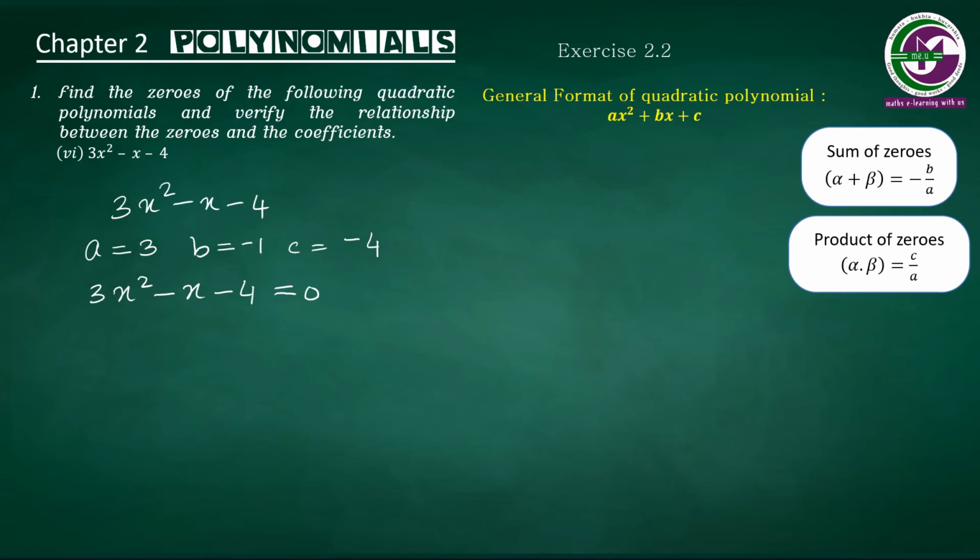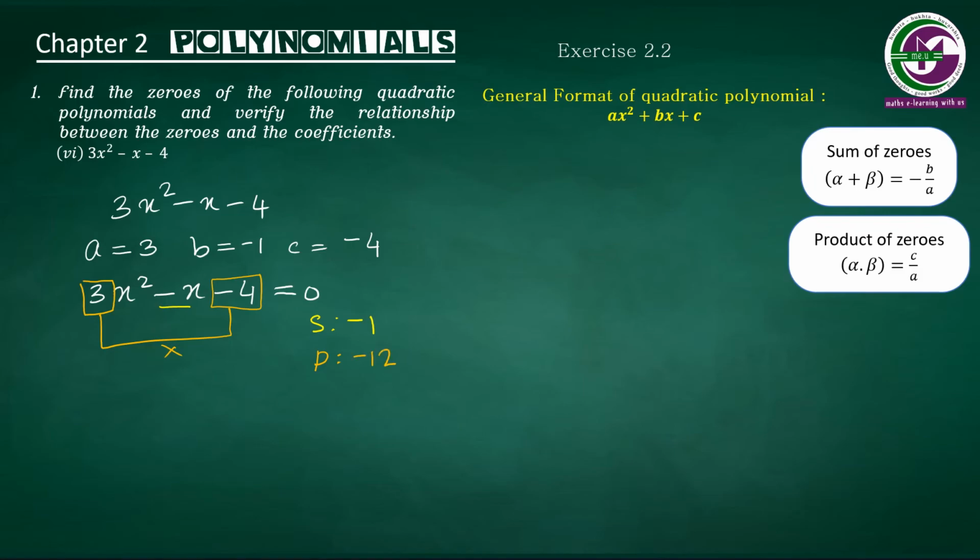Since the coefficient of x square is not 1, the number is other than 1, we need to use the splitting the middle term method. So first we will take the coefficient of x. The sum is the coefficient of x, that is minus 1. And for the product, we'll take this number and this number and multiply. So 3 times negative 4, the product is minus 12.